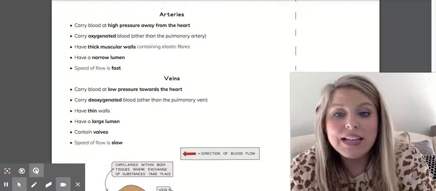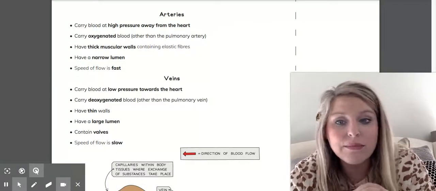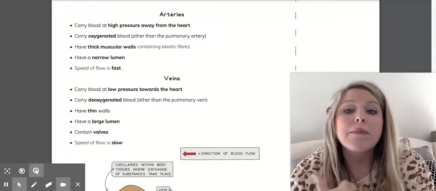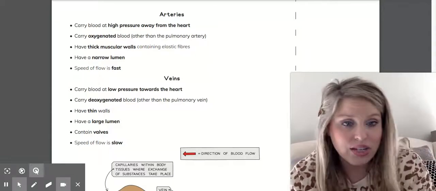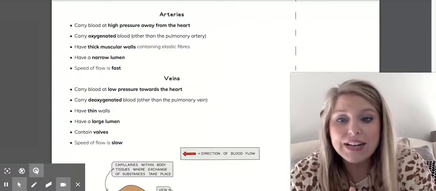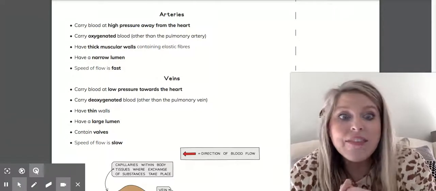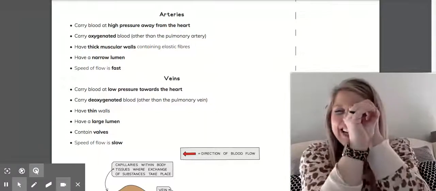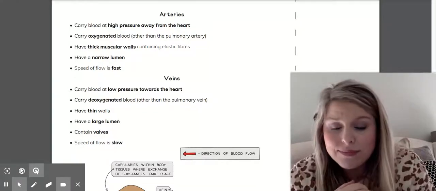Veins carry blood at low pressure back towards the heart. They carry deoxygenated blood other than the pulmonary vein, because remember, veins always bring blood back to the heart. If it's been at the lungs, it's picked up oxygen. Okay, so veins carry deoxygenated blood. They have thin walls, and they have a very large lumen. So remember, arteries have very tiny openings, but the veins have very large openings, or lumens.